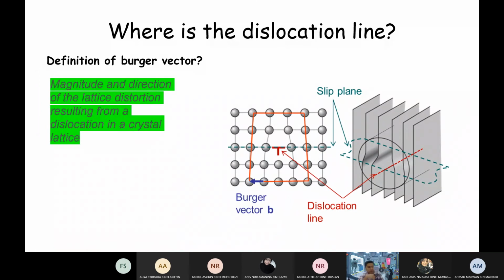Now we talk a bit about the Burgers vector. This is the last subchapter in this chapter. We can define a Burgers vector as the magnitude and direction of the lattice distortion resulting from a dislocation in the crystal lattice. So the keyword here is lattice distortion. We can relate the Burgers vector to a lattice distortion.